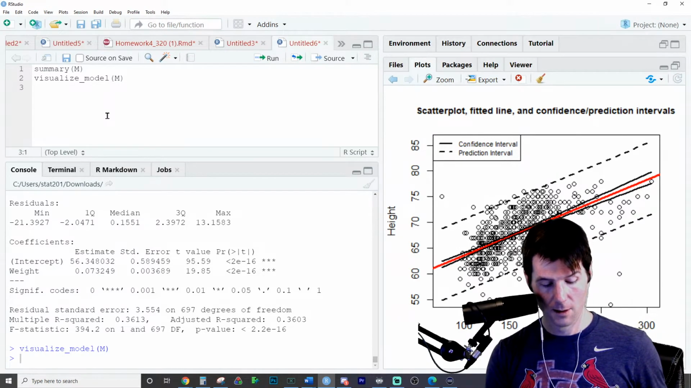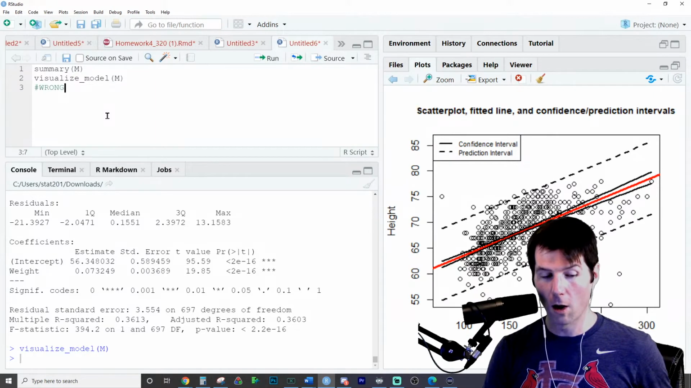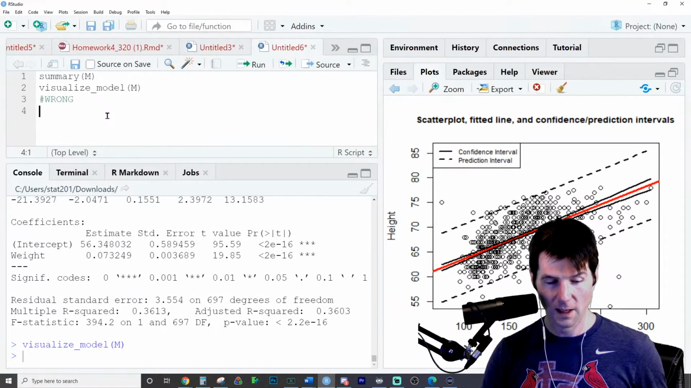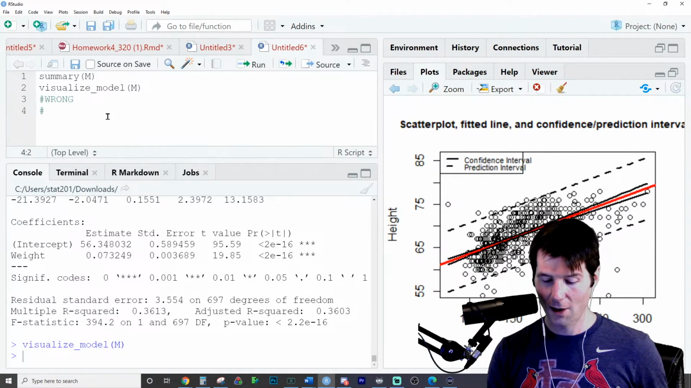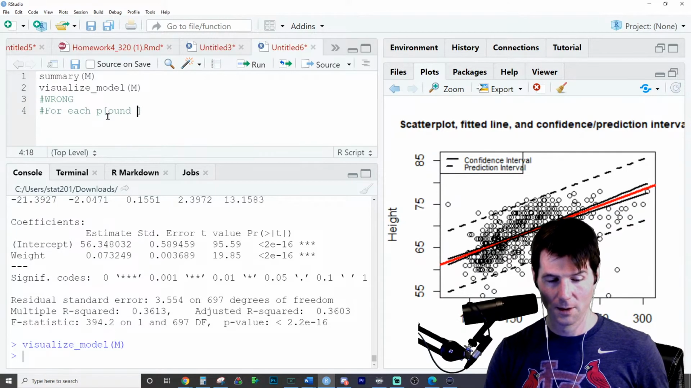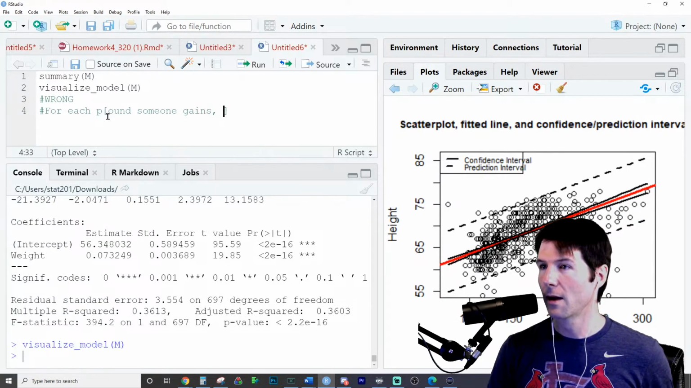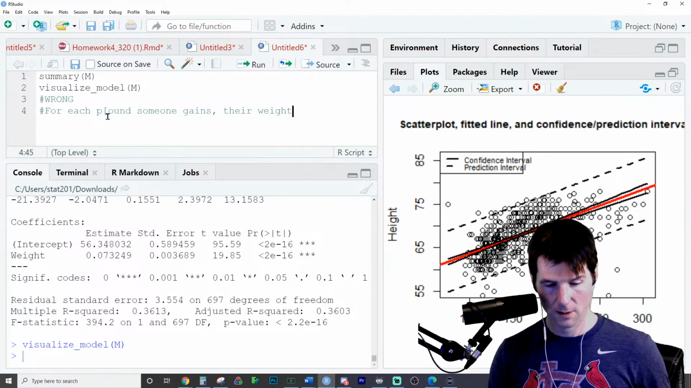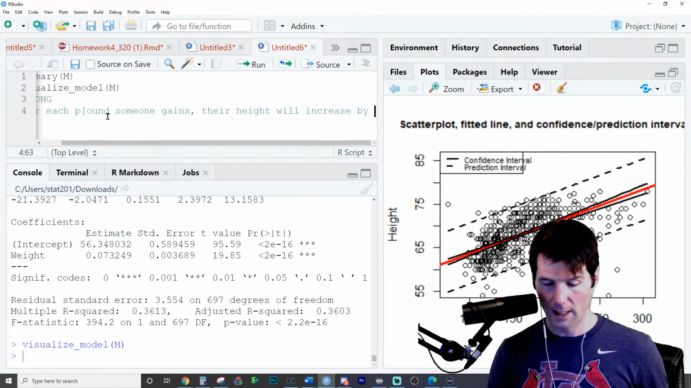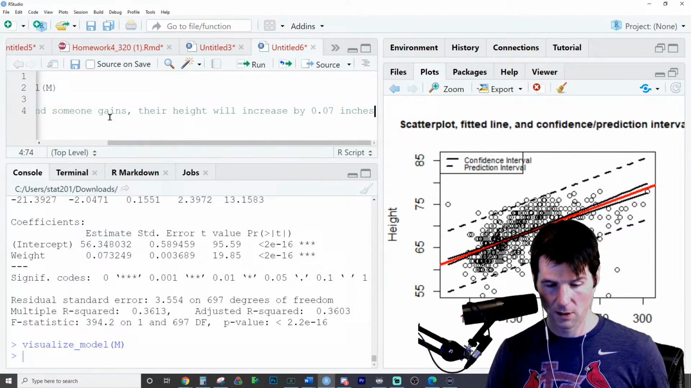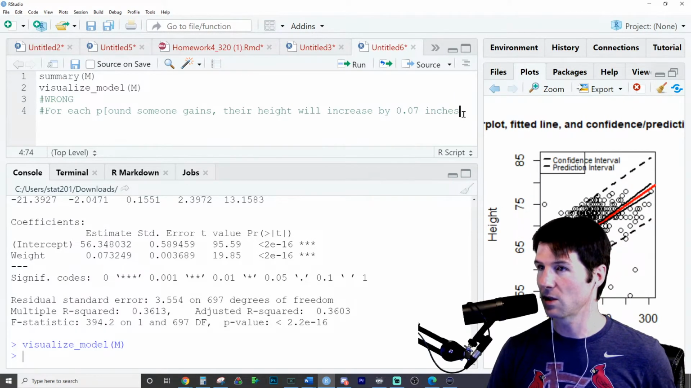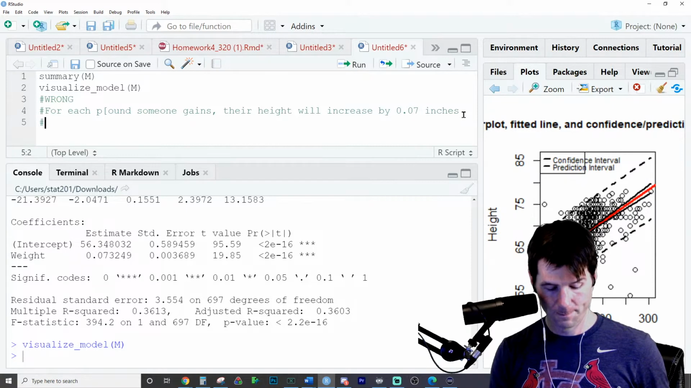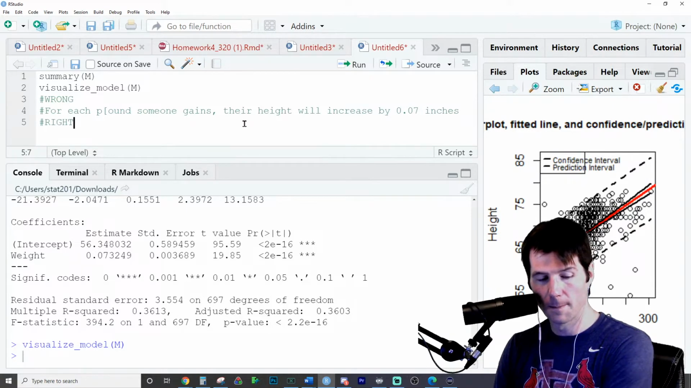So the wrong interpretation would be this. This is wrong. Wrong, wrong, wrong. Let's see the wrong interpretation. The wrong interpretation is, for each pound someone gains, I'm going to go super bad right here, their height will increase by 0.07 inches. It's horrible right there. It's a bad interpretation.